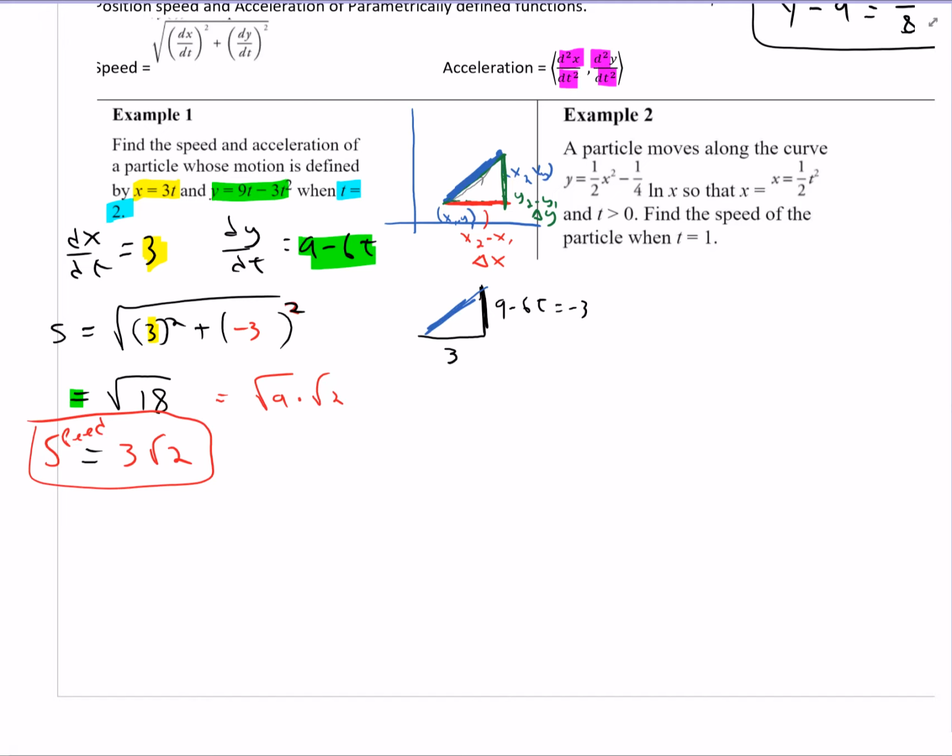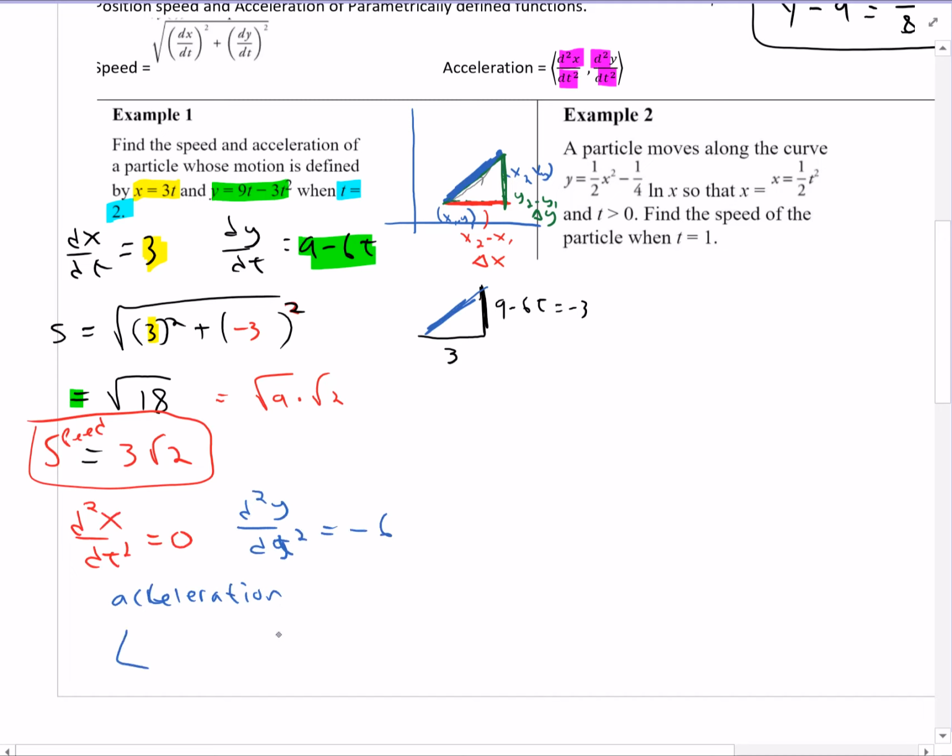So we already have the first derivative; now the second derivative. d squared x over dt squared is going to be the derivative of 3, which is 0. And d squared y over dt squared is going to be the derivative of 9 minus 6t, which is just negative 6. And so our acceleration, in vector notation, is just going to be 0, negative 6, which means in the x direction it's not accelerating at all. In the y direction it's accelerating negative 6 units per time unit squared.